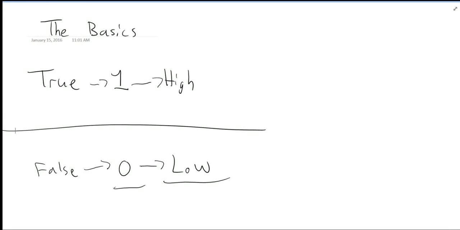Hey guys, the first lecture of ELEC 2607, part 1 of part 3, and we're going to be going over the basics of Boolean Algebra.